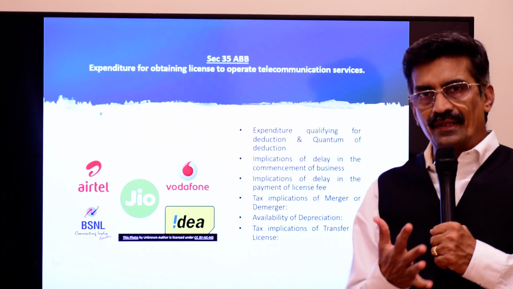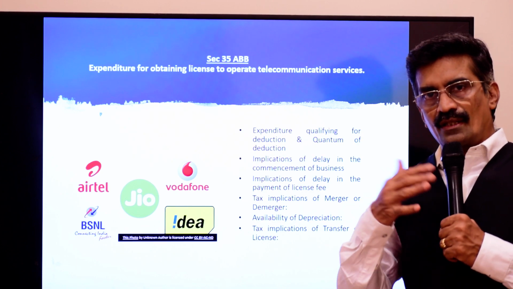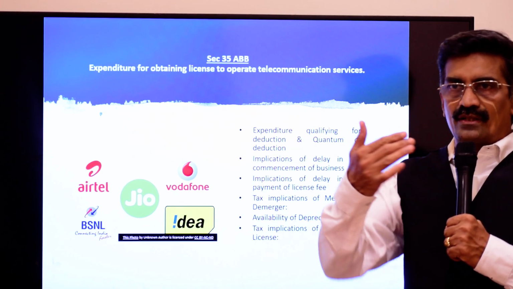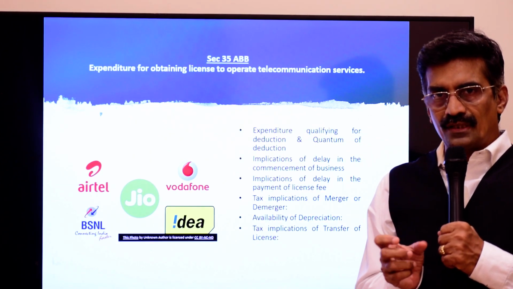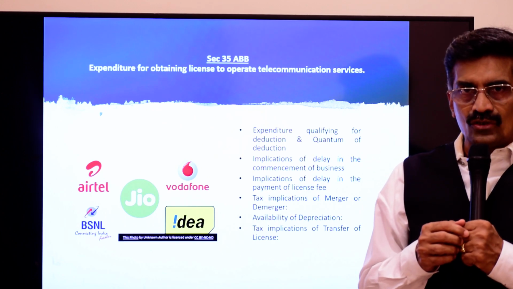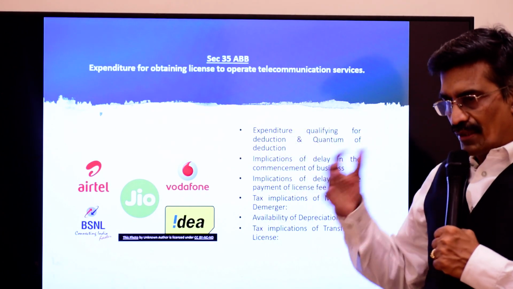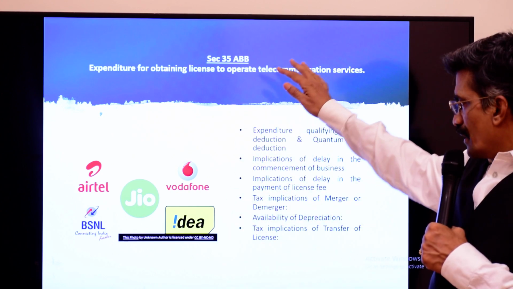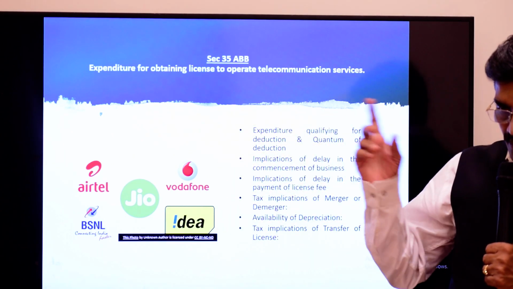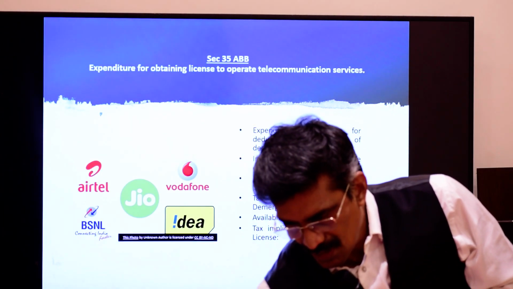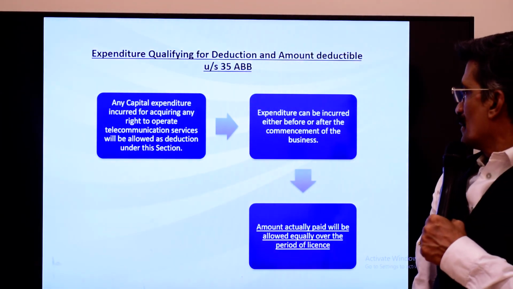If they sell the complete telecom license, then it is called a sale of entire license. If only some circles are sold, then it is going to be called a sale of part of a license. So our discussions in the coming slides will be broadly divided into these factors. Let's first look into what are the expenditure qualifying for deduction.